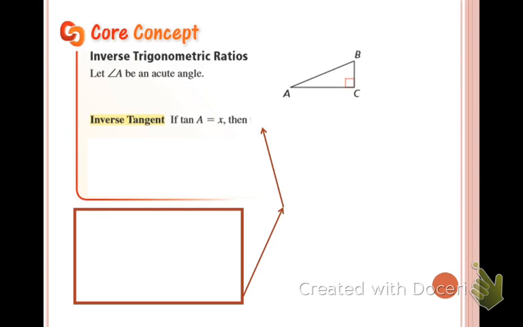An inverse in math undoes something. Like addition, what is the opposite of addition? Subtraction. What's the opposite of multiplication? Division. So you're going to learn the opposite of tangent, cosine, and sine.